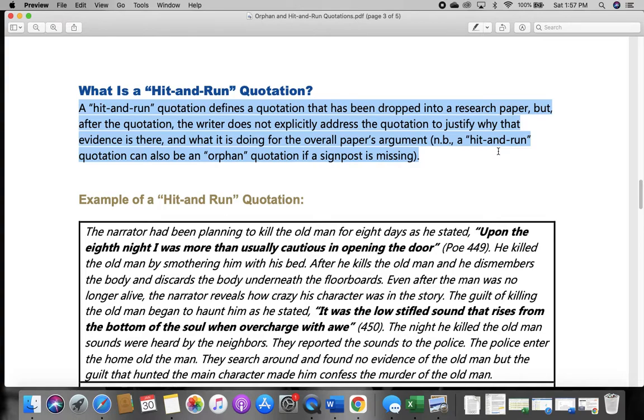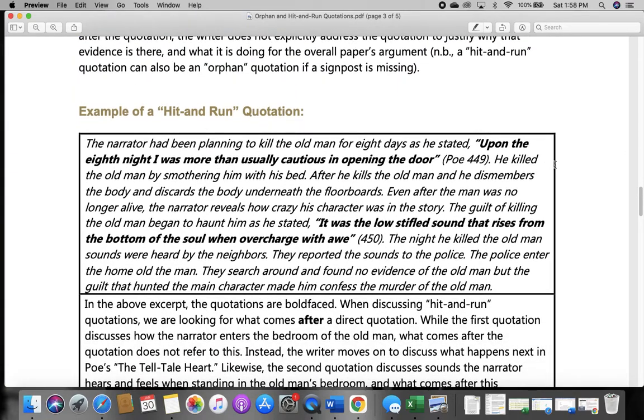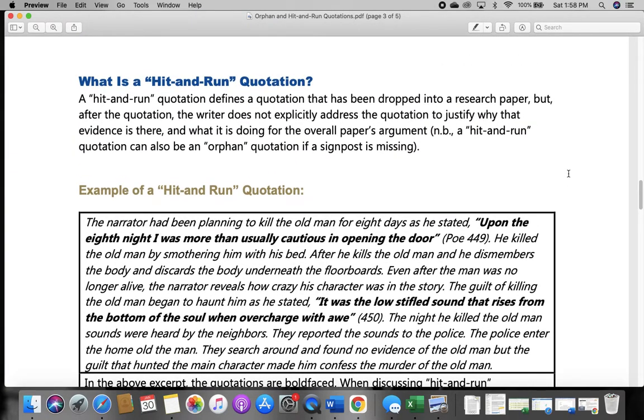But then if you don't explicitly address that evidence, the quotations, to justify why it's there and what it's doing for the overall argument, then you have a hit and run quotation. And this is very common because in order to do this, you have to be comfortable with analysis. And analysis is the most difficult thing to do.